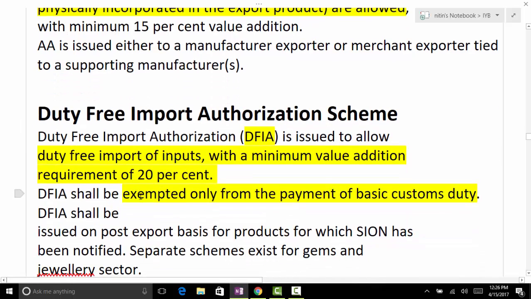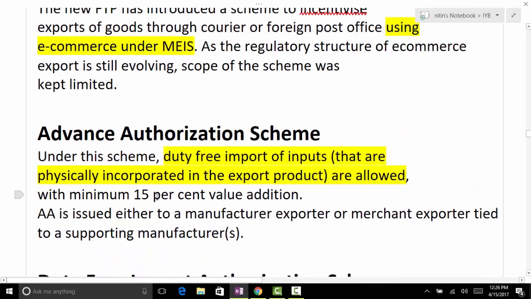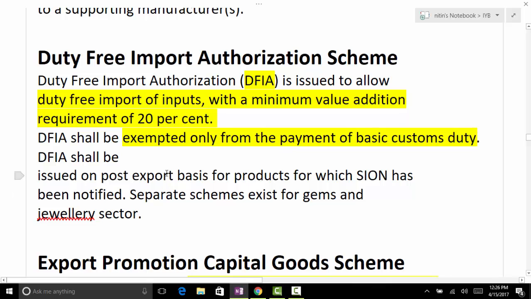Then DFIA, duty-free import authorization scheme. It also allows duty-free imports of inputs with a minimum value addition requirement of 20%. So here minimum value addition was 15% or 20%. You don't need to remember the figures exactly because they may not ask in so much detail, but you should have an idea of what the schemes are. They shall be exempted only from the basic customs duties.